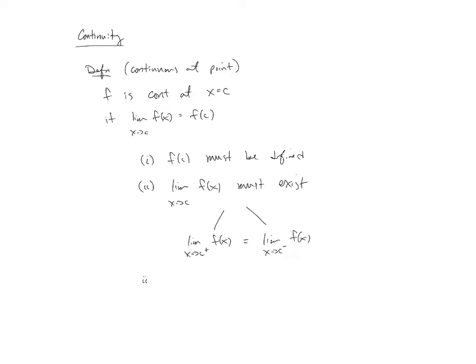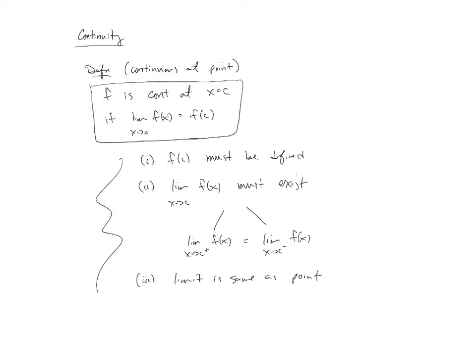And the third thing just summarizes the definition. It says that the limit is the same as the point. So again, this is your true definition right up here, but explaining it in a few extra steps probably is the easiest way to understand what we're dealing with here.